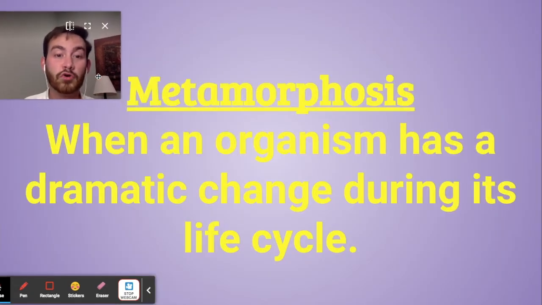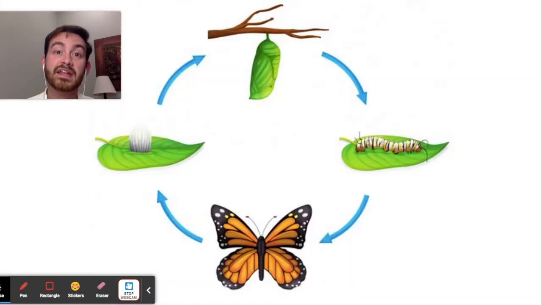So metamorphosis, that's a big word to say, is what's happening in that life cycle with the butterflies. So the definition of metamorphosis is when an organism has a dramatic change during its life cycle. So if you look at the butterfly, that is a huge change. It starts out as a caterpillar and it changes into a completely different organism. That's pretty dramatic. That is what we call metamorphosis, when something has a huge change from birth in its life cycle.